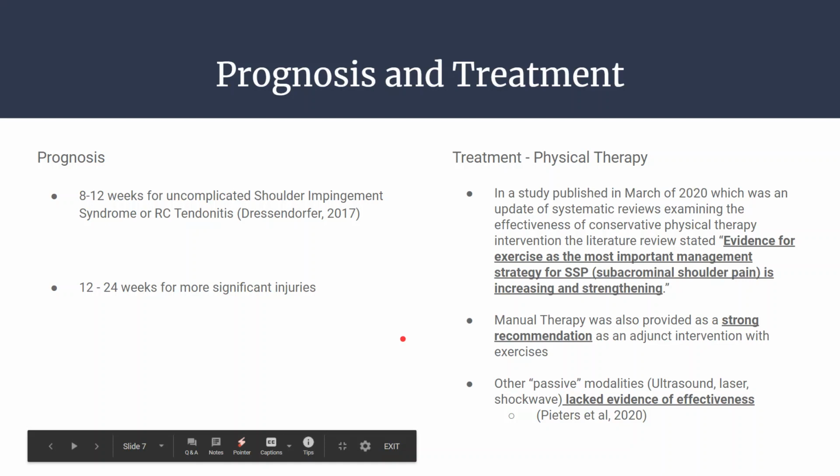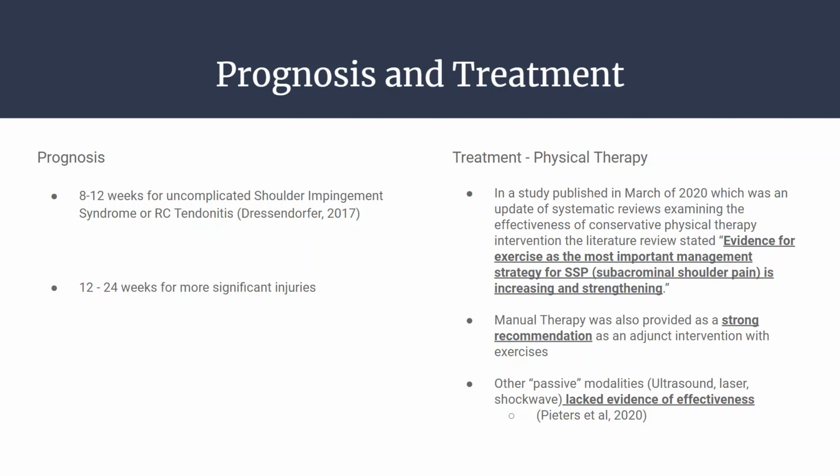So in a study published in March of 2020, evidence for exercise as the most important management strategy for subacromial shoulder pain is increasing and strengthening, meaning that the more studies they do on the effects of rotator cuff tendonitis or subacromial shoulder pain, the more evidence comes out in favor of exercise. Manual therapy was also provided as a strong recommendation as an adjunct intervention with exercise.